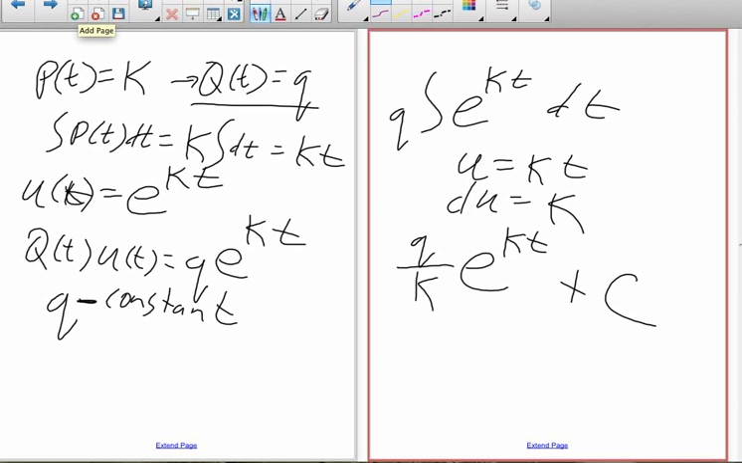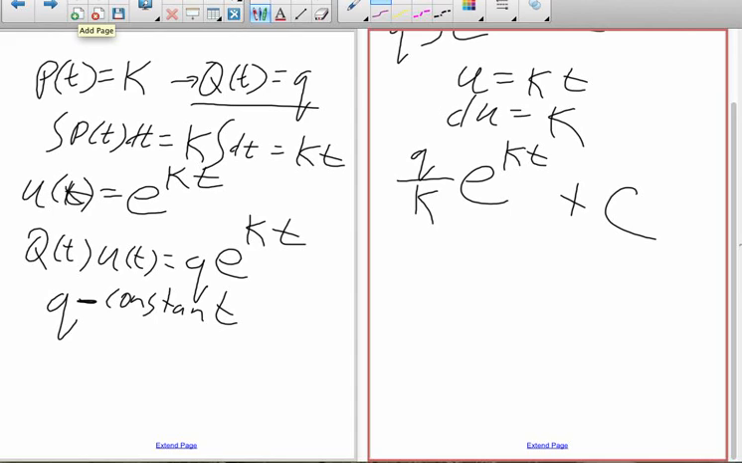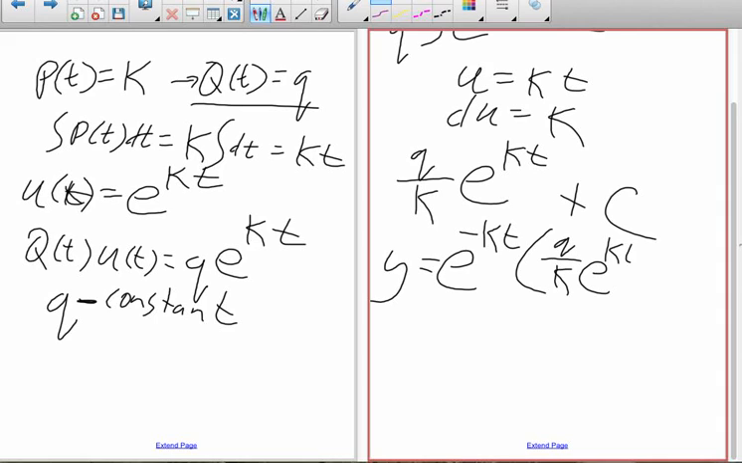So now we're ready to come back in and actually write our solution. So y equals my u of t, which was e to the kt, and it's 1 over that, so it will be e to the negative kt, times my integral that I've got here, which is going to be q over k e to the kt plus c. So this is slick.